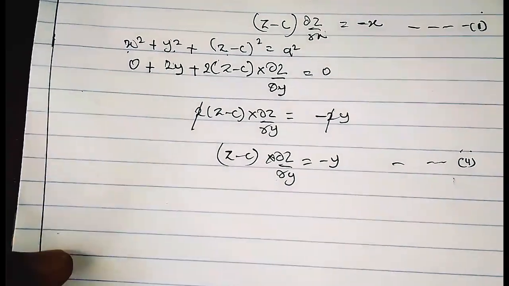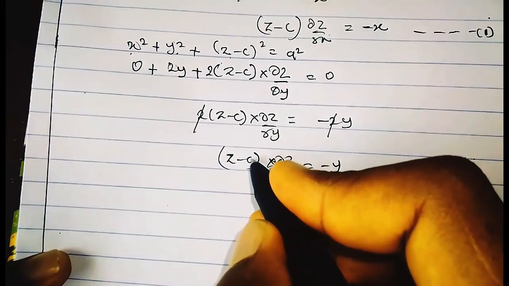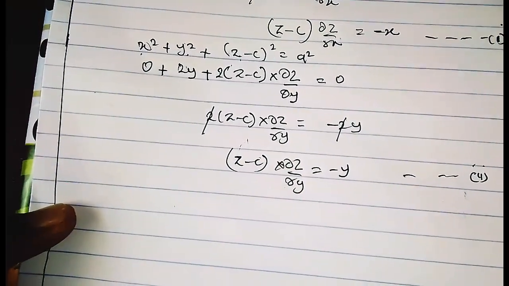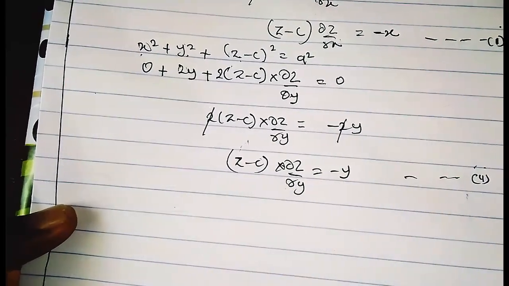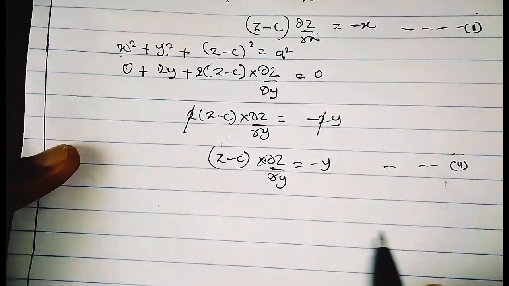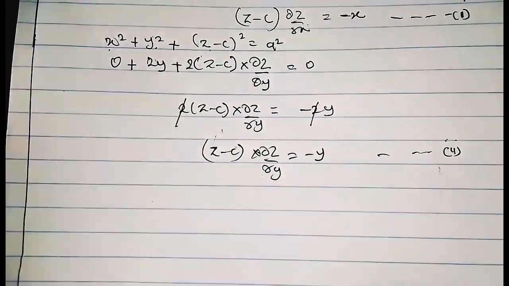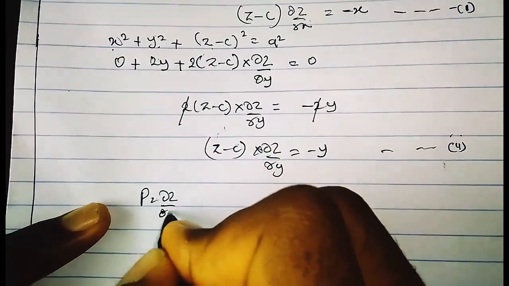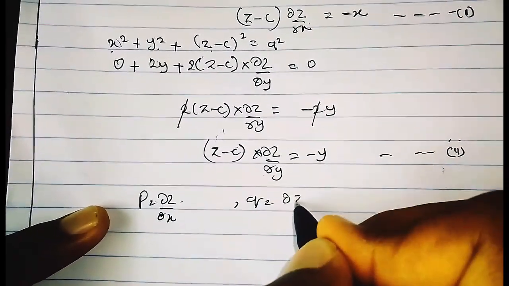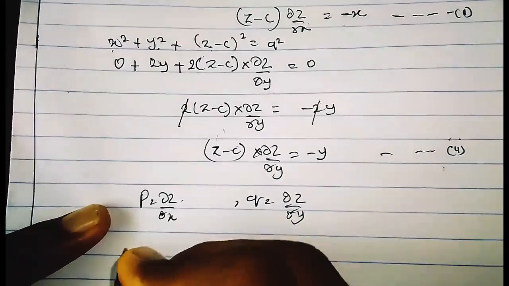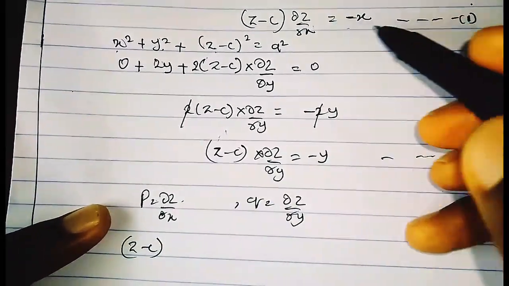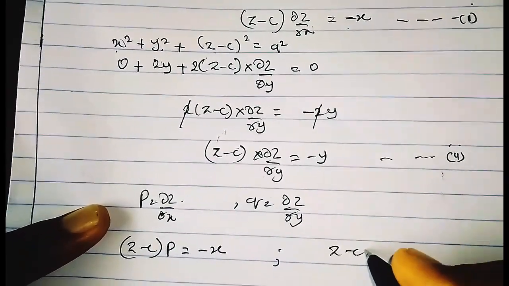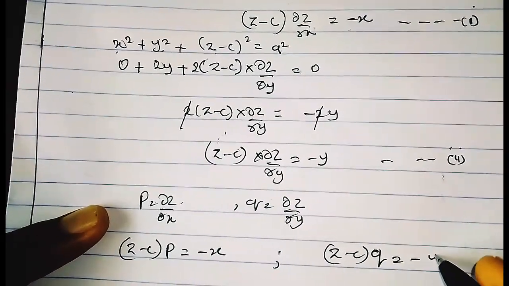Now remember, for us to form a decent partial differential equation, I have to eliminate this c, or technically I have to eliminate this whole thing here. In order to eliminate it, let's make z the subject of formula. I think that's the best way you grab it faster. Since we said p is equal to dz dx and q is equal to dz dy, now let's just replace it. So equation 1 is z minus c, p equals minus x, and equation 2 is z minus c, q equals minus y.